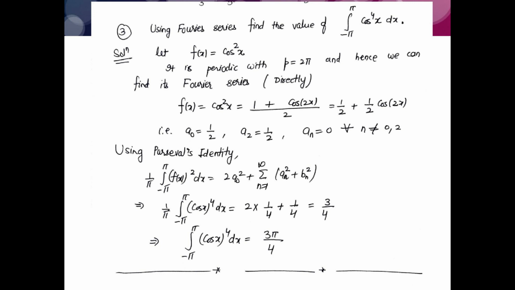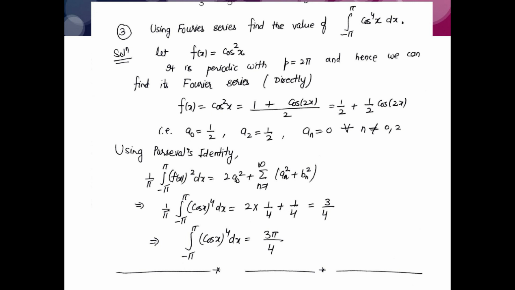No need to do the calculation, you can directly write down the formula that cos²x is (1 + cos 2x)/2, which is 1/2 + (1/2) cos 2x. So this is the Fourier series of the function cos²x, and this is a finite series. All the coefficients ai's and bi's are 0 for n not equal to 0 and 2.